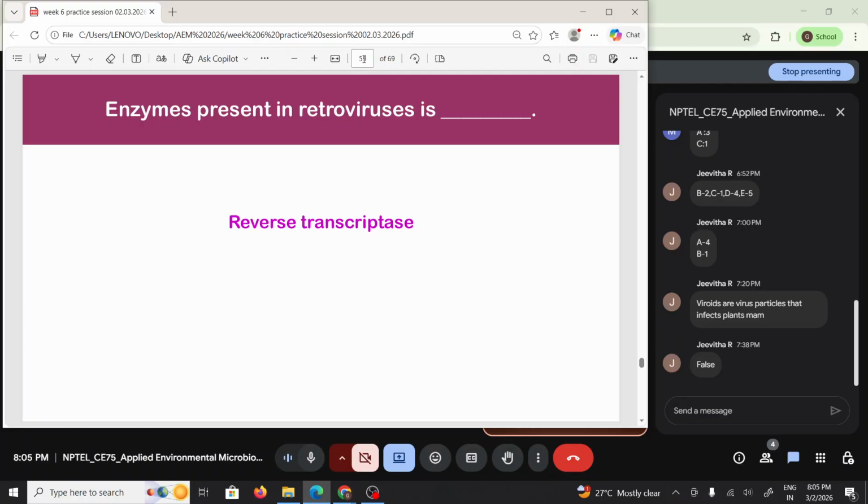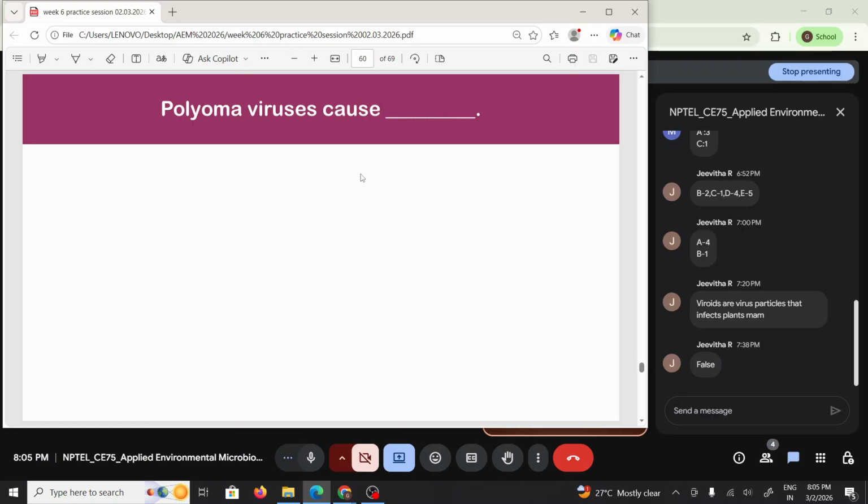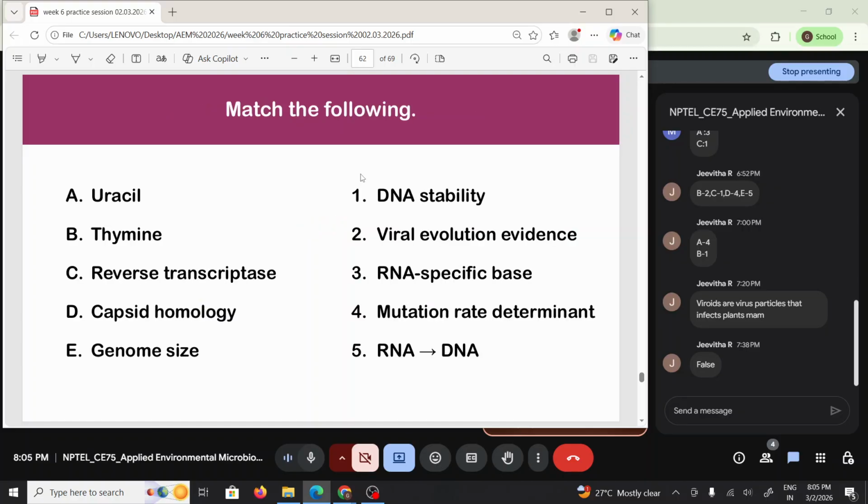Enzymes present in retroviruses are called reverse transcriptases, which can convert RNA to DNA. And polyoma viruses cause tumors. So the viruses that cause tumors are called polyoma viruses.